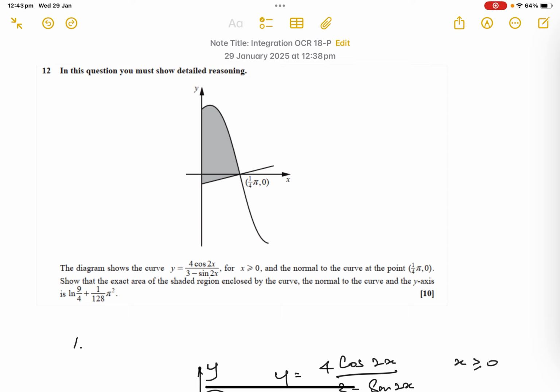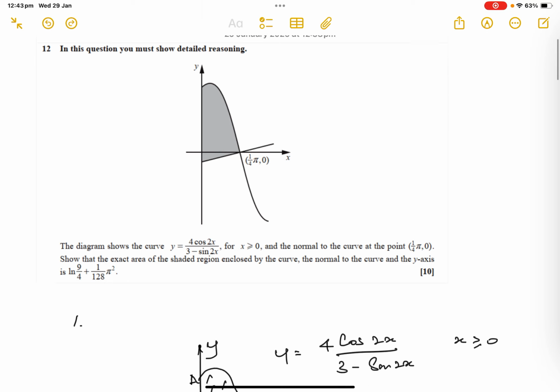The normal to the curve at the point (π/4, 0). Show that the exact area of the shaded region enclosed by the curve, the normal to the curve, and the y-axis is ln 9/4 plus 1/128 π squared, which we have to prove.